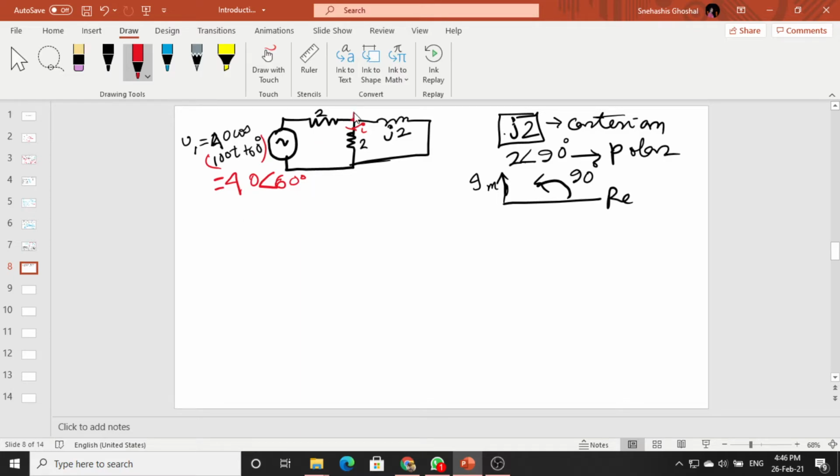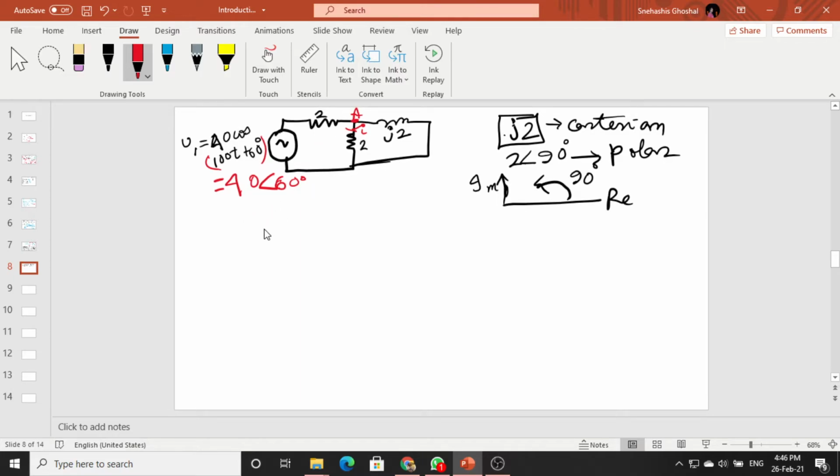Now nodal analysis, suppose this is node A. So what should we write? We should write that (40 angle 60 degrees minus VA) divided by 2 equals VA by 2 plus VA by 2j. I am applying nodal analysis, so incoming current equals outgoing current. This is the incoming current and these two are outgoing currents. So I have followed that convention.